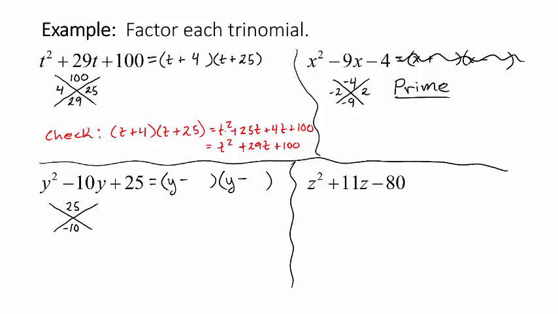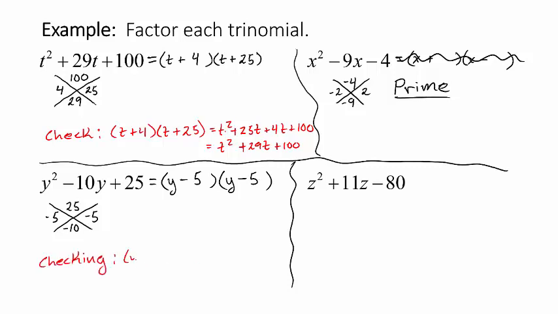Negative 1 and negative 25 is negative 26. Negative 5 and negative 5, that would work, wouldn't it? Negative 5 times negative 5 is positive 25, and negative 5 minus 5 is negative 10. So our factors would be y minus 5 and y minus 5.